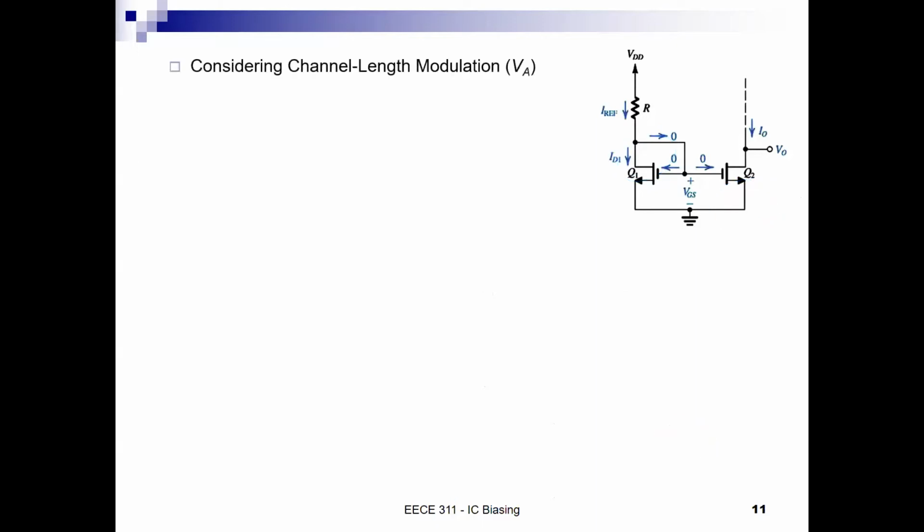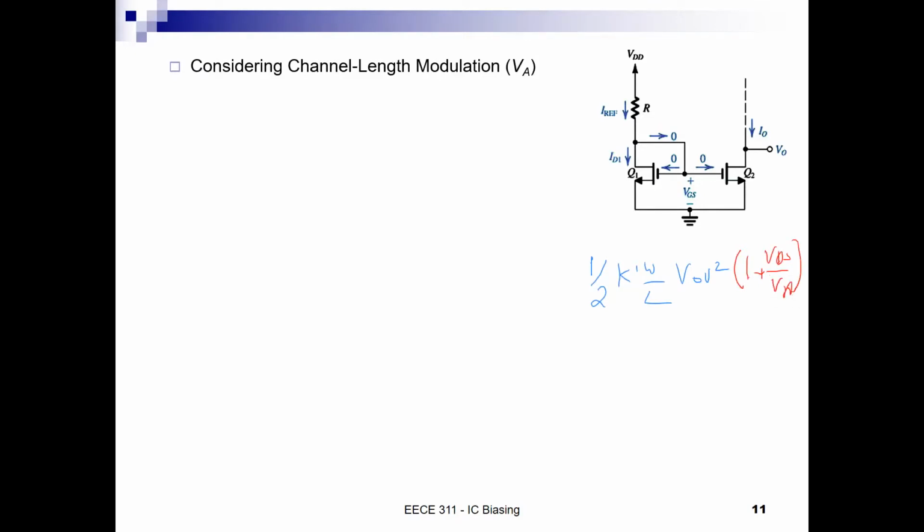Okay, great. Now let us look at the effects of channel length modulation. As we know, for channel length modulation, let us write the equation. The current, instead of being half K prime W by L times VOV squared, we will really multiply it by what? 1 plus VDS over VA. Right, so we need to multiply by 1 plus VDS over VA.